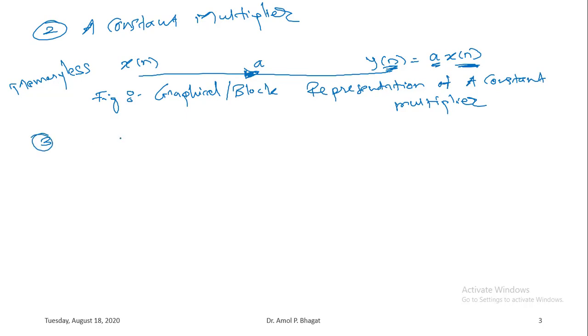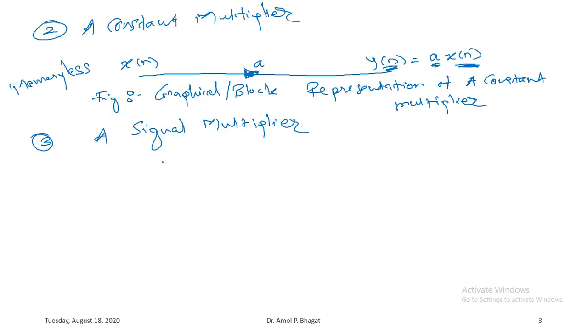Third one is a signal multiplier. In the signal multiplier, the multiplication of two input discrete time signals, that is x1 of n and x2 of n, will be carried out by this signal multiplier to form the output sequence or signal, which is again discrete in time, represented as y of n. That output is nothing but the product sequence, right?